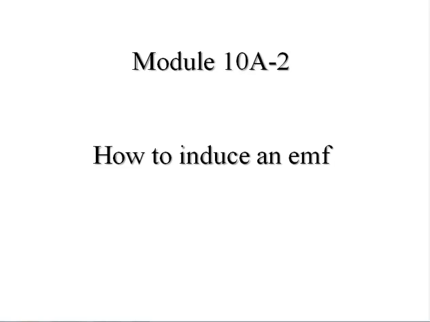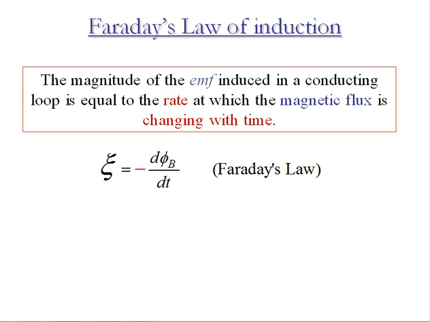Okay, in this video we'll use Faraday's law to show how we can induce an EMF in a closed loop. It says the magnitude of the EMF induced in a conducting loop is equal to the rate at which the magnetic flux is changing with time. So our EMF symbol is actually equal to the negative of the rate that flux changes with time. That's one version of Faraday's law that has to do with the induced EMF.